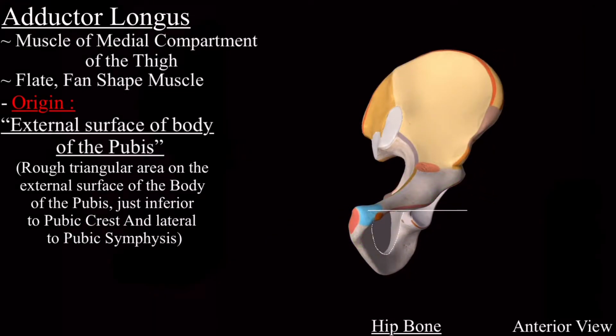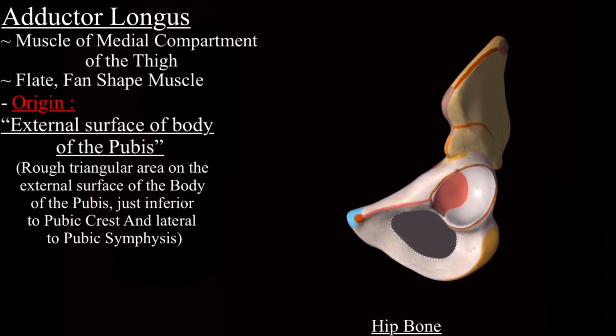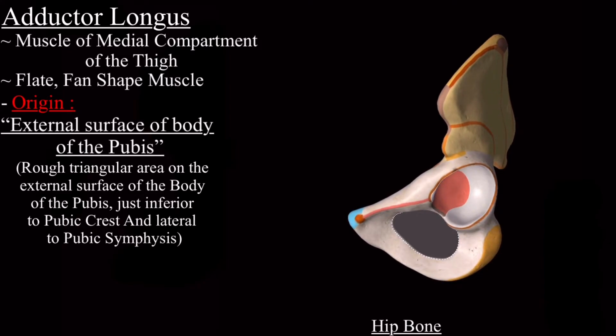This highlighted blue is the pubic crest, and this red is where the pubic symphysis is present. Now, below the pubic crest and lateral to the pubic symphysis, on the external surface of the body, a rough triangular area provides origin to the adductor longus muscle.